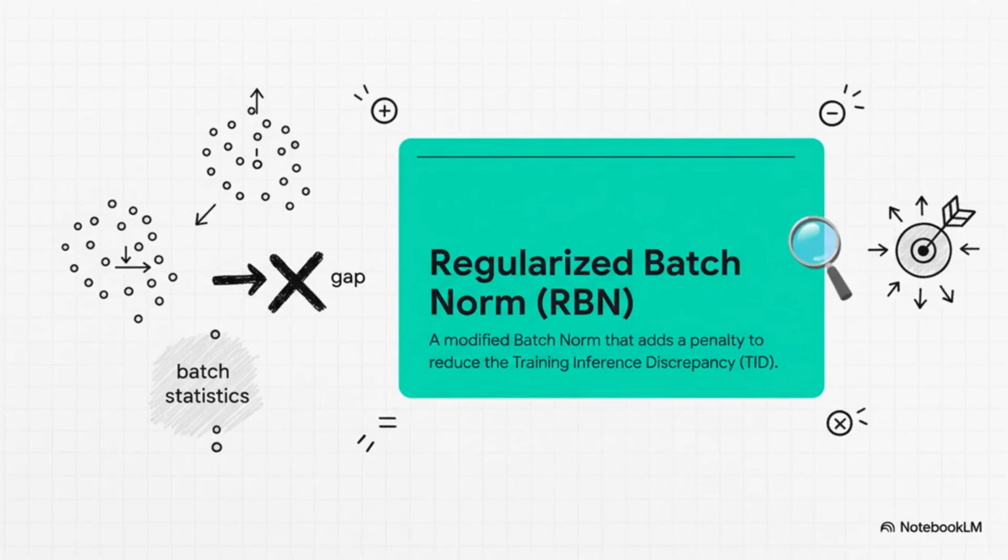This line of thinking has led to some really cool new ideas, like something called regularized batch normalization, or RBN. It's basically a souped-up version of the original. It adds a clever bit of math, a penalty, during training that essentially discourages that big problematic gap from ever forming in the first place. It attacks the TID problem head-on.